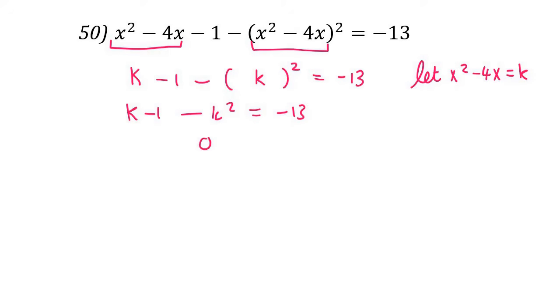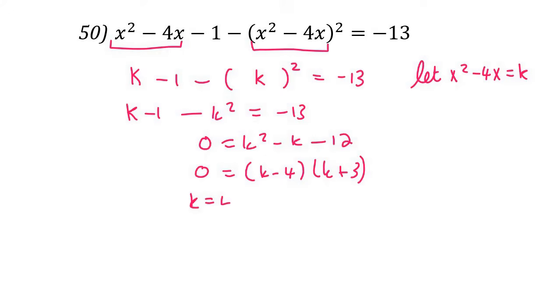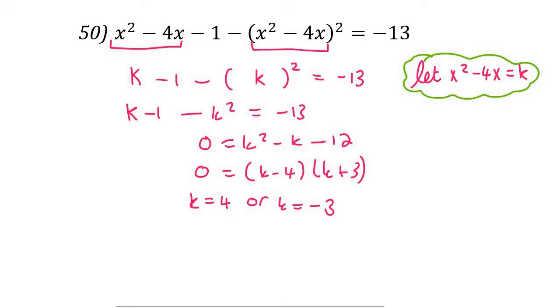So I'm going to take everything to the right-hand side. And that would eventually give us that. And then this should be able to factorize like that. And then k would be equal to 4, or k would be equal to negative 3. Now that's not the answer, but we're halfway there. So what we now do is we realize that earlier on we said this. So now we can take each of these k answers and just plug them into there.